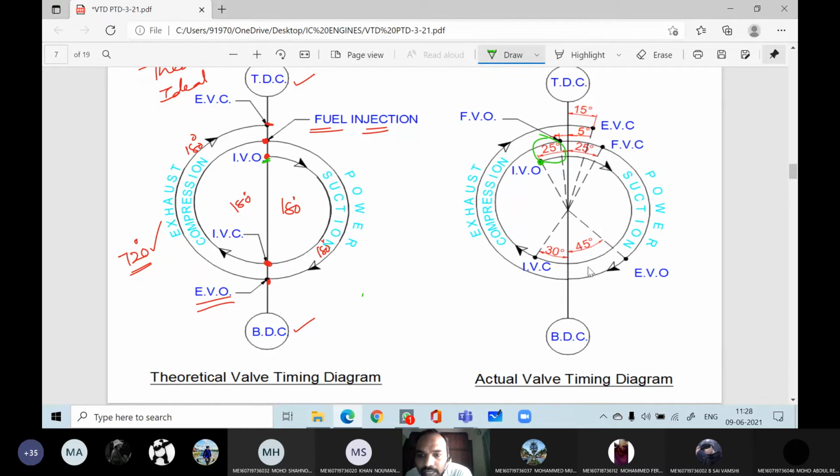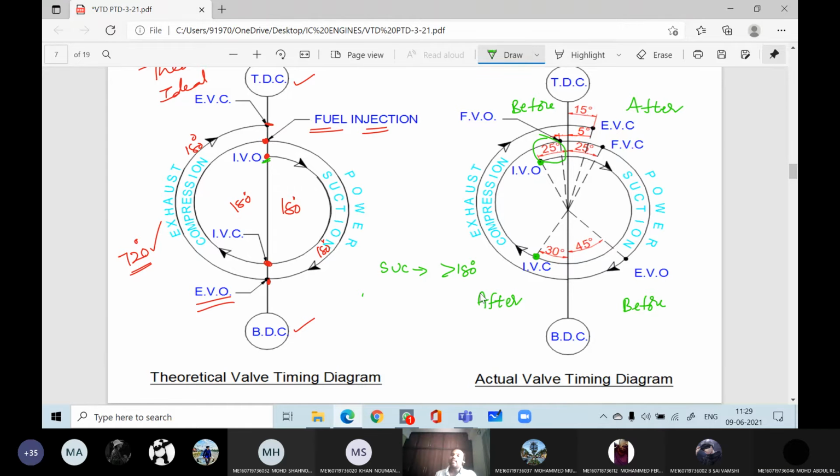Now the suction has started. Is the inlet valve closing at BDC? No, it is closing after BDC. This side is after, and this side is before. Similarly, this is before TDC, and this is after TDC. If you compare theoretical with the actual case, the inlet valve opens before and closes after, which means the total angle for suction is greater than 180, not equal to 180.